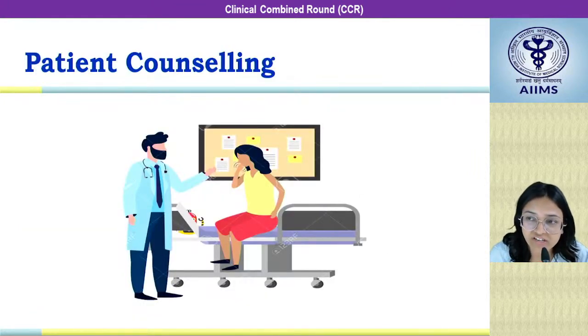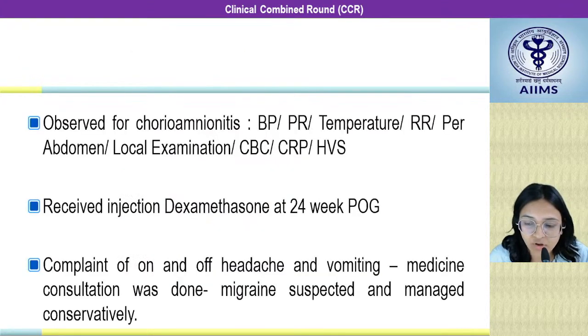So we counseled this patient regarding the pre-viable rupture of membranes, and the option of continuation or termination of pregnancy was given, but the patient insisted on continuing the pregnancy. So we started her on antibiotics as per the standard protocol, and we observed her for chorioamnionitis based on clinical features and lab parameters. At 24 weeks of gestation, we gave her injection dexamethasone for fetal lung maturity. However, there were complaints of on and off headache and vomiting, for which medicine consultation was sought, and migraine was suspected and managed conservatively.